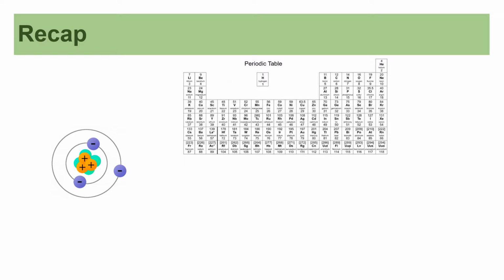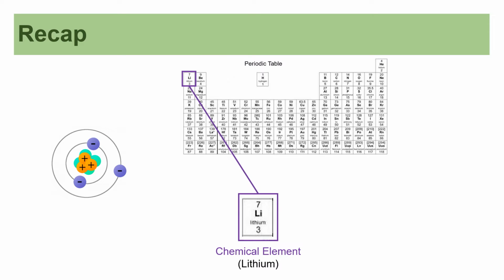If you look at the periodic table, each box is known as a particular chemical element, like this one for lithium. Inside the box is all the important information about the element. In the middle, we have the element symbol, so Li stands for lithium.